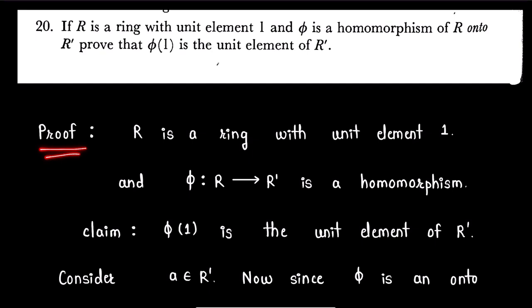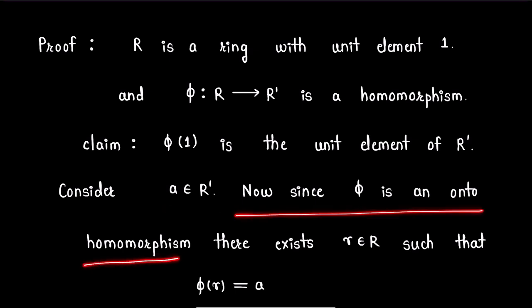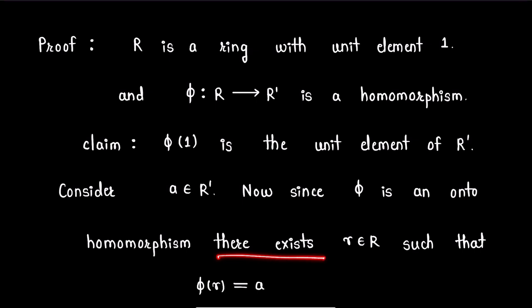So, proof. We are given that R is a ring with unit element 1 and the map phi from ring R to R' is a homomorphism. Now our claim is to show that phi of 1 is the unit element of ring R'. For this, consider some arbitrary element, say a, from ring R'. Now since phi is an onto homomorphism, there will exist some element, say r, from ring R, such that phi of r is equal to a.